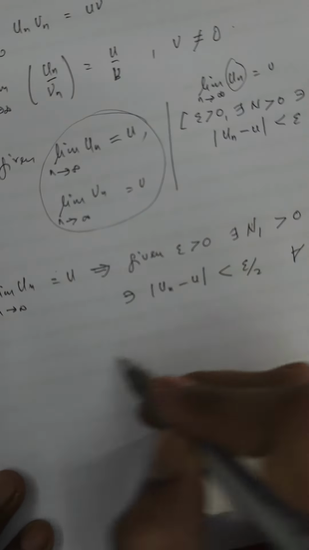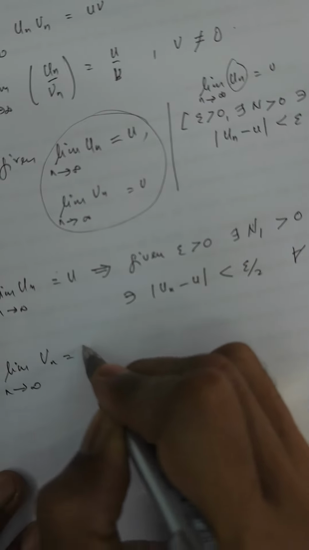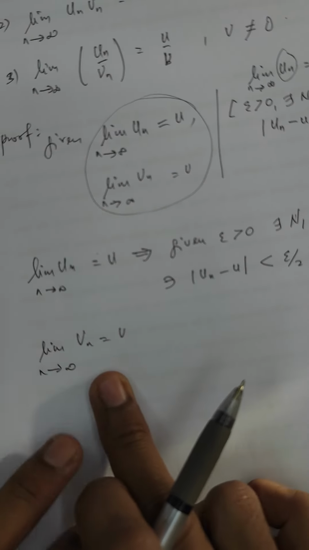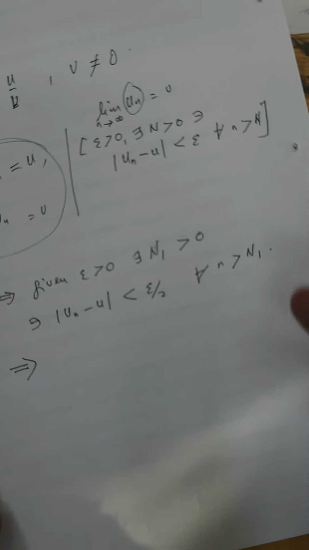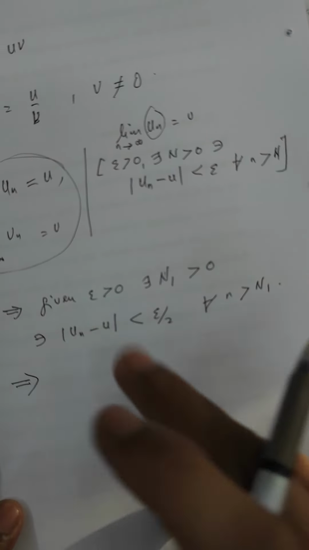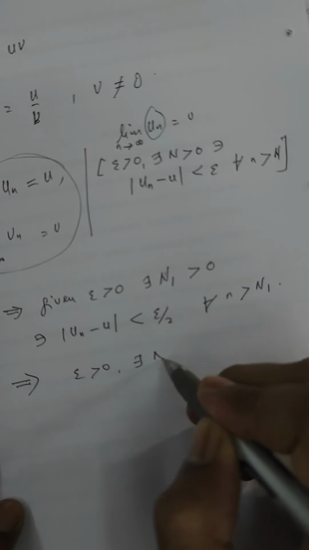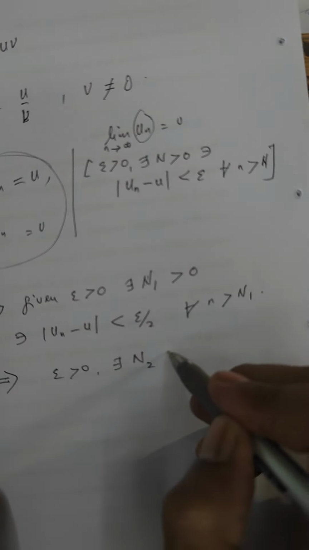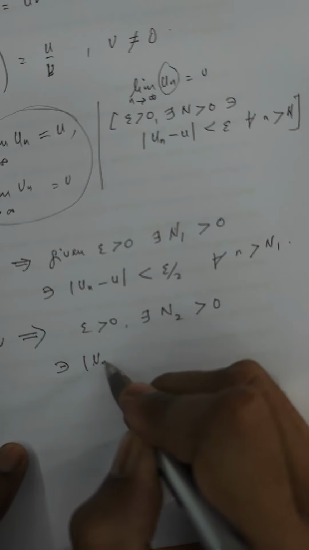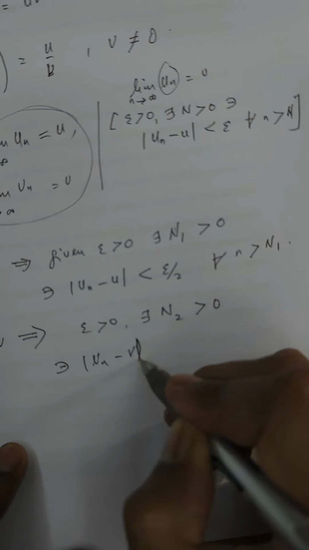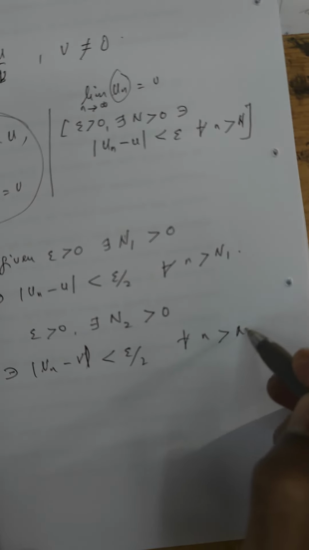Now, the limit as n goes to infinity of vn equal to v. This is also given, from the given convergent sequences. Then again, using the definition for the same epsilon, you can find n2 positive such that the absolute value of vn minus v is less than epsilon over 2 for all n greater than n2.